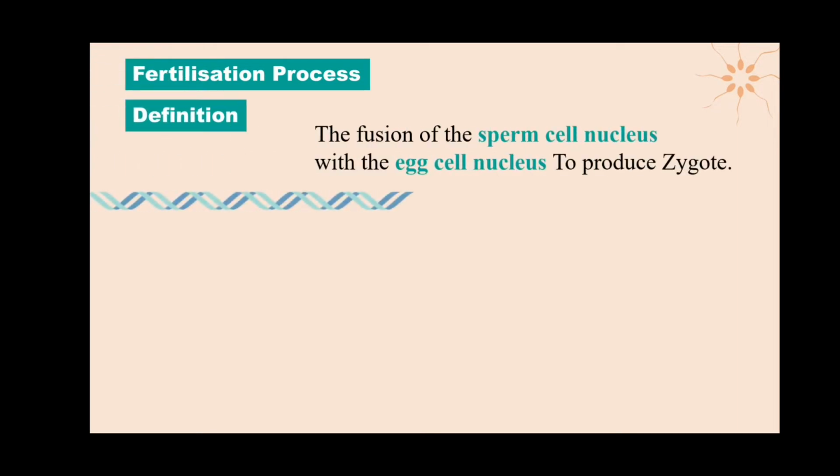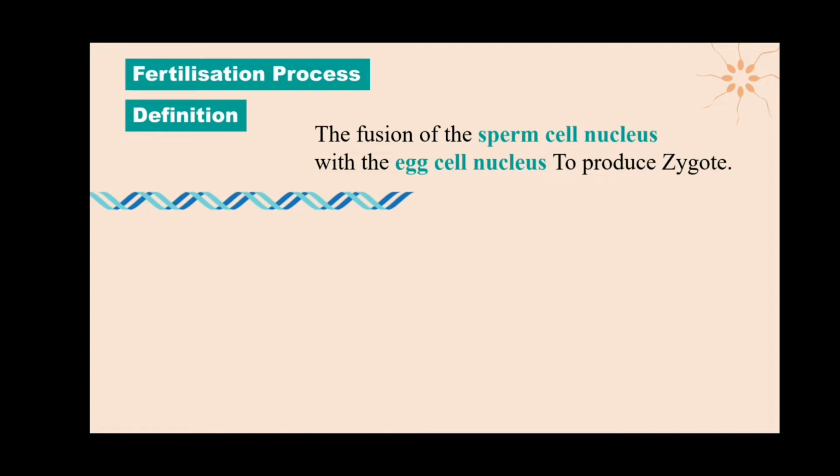Student, let us define the process of fertilization. Fertilization is the fusion of the sperm cell nucleus with the egg cell nucleus to produce a zygote. Dear student, remember these two terms, sperm cell nucleus and egg cell nucleus. Fertilization is the fusion of sperm cell nucleus and egg cell nucleus resulting in the formation of zygote. Zygote is a fertilized egg.